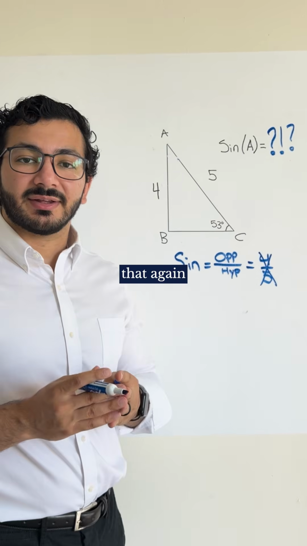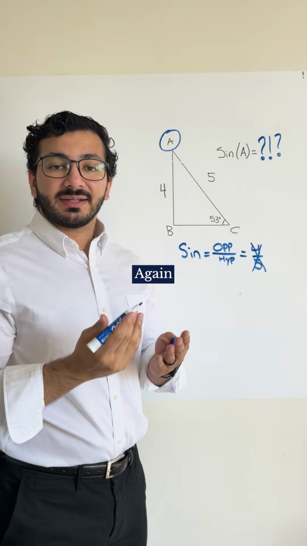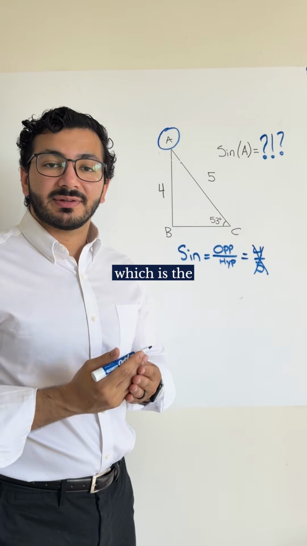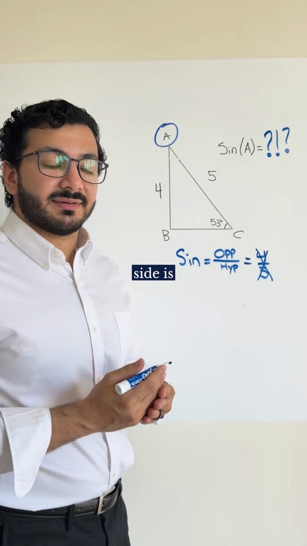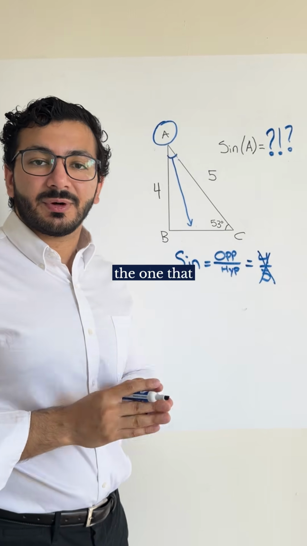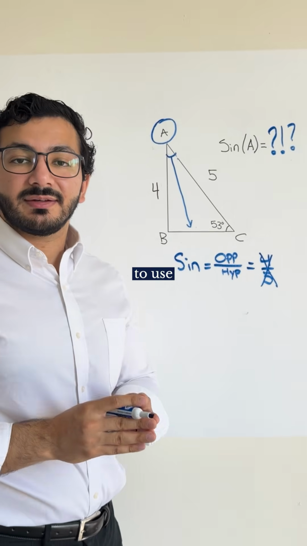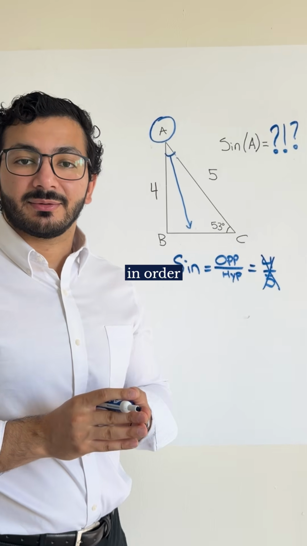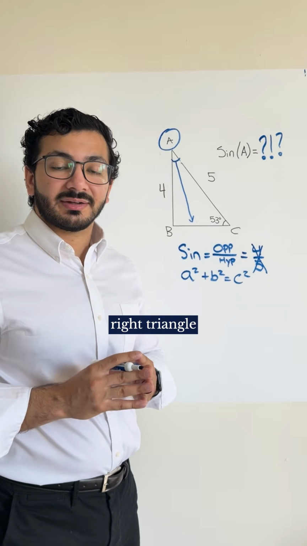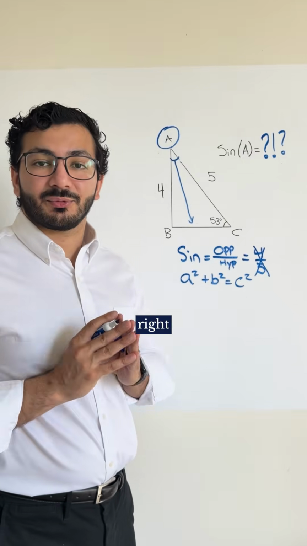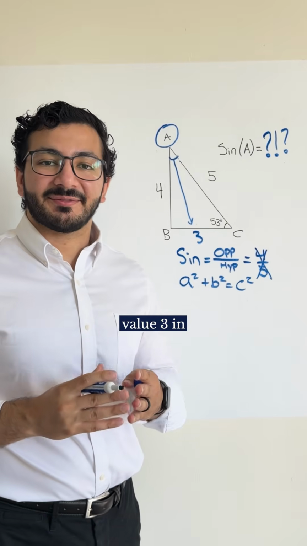So let's go ahead and try that again. Let's focus on angle A. Again, we know that we want the sine, which is the opposite over hypotenuse. Let's identify what the opposite side is. We'll see that the opposite side is the one that isn't labeled. So we're going to need to use the Pythagorean theorem in order to solve for that side. Some of you might already see that this is a special right triangle called a 3, 4, 5 right triangle. So let's go ahead and put the value 3 in.